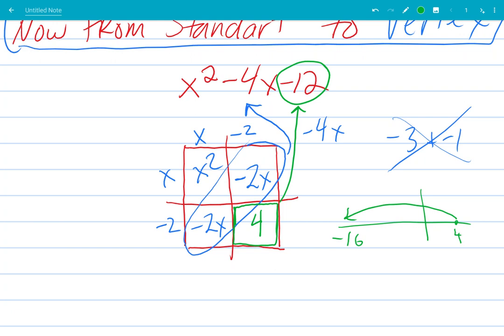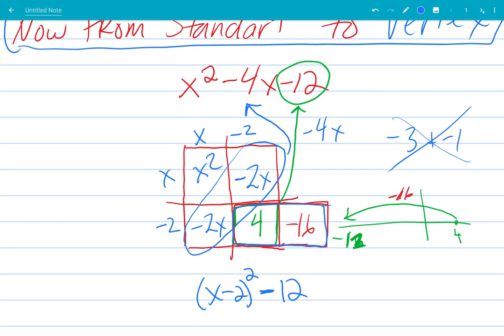I'm sorry, not -16. Darn it, I gave you guys the answer. -12. Dang it. -16. Yes, thank you. Sorry, my brain was one step ahead. So we have to add -16. We can make another square. Now these combined become -12. So now we have our twins, x minus 2 squared, right? And then these guys combined will give us the extra number, which is -12. Bam. That's how you find vertex form.